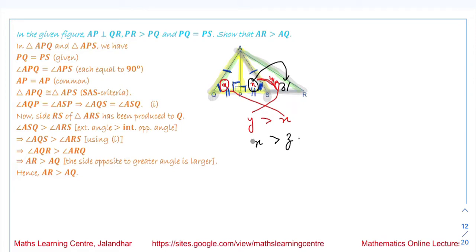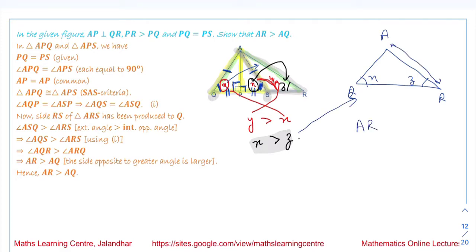So this is what we require, that X is greater than Z. Look at this larger triangle over here. We are talking about triangle AQR. This is X and this angle is Z. We are saying X is greater than Z. So the side opposite to X is AR and the side opposite to Z is AQ. So we get that AR is greater than AQ, and this is what we have to prove.